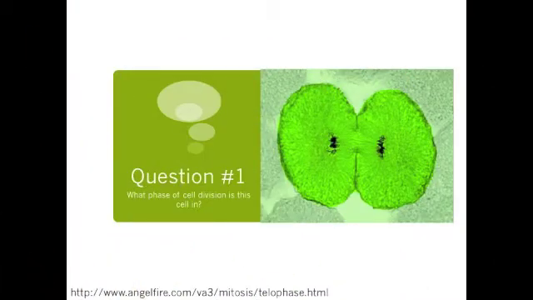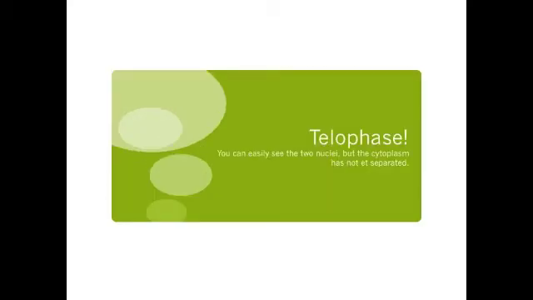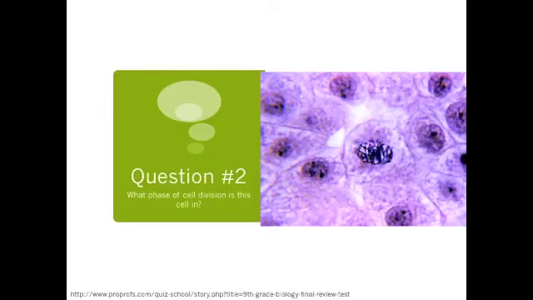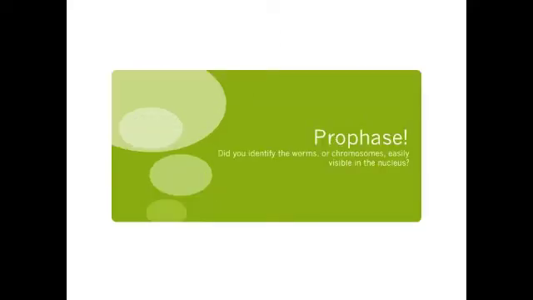What stage of mitosis is this cell in? That cell was in telophase because you can easily see the two nuclei, but the cytoplasm has not split yet. Do you know what stage of mitosis this cell is in? If you said prophase, then you are correct. You can easily see the chromosomes, which look like worms, in the nucleus of the cell.